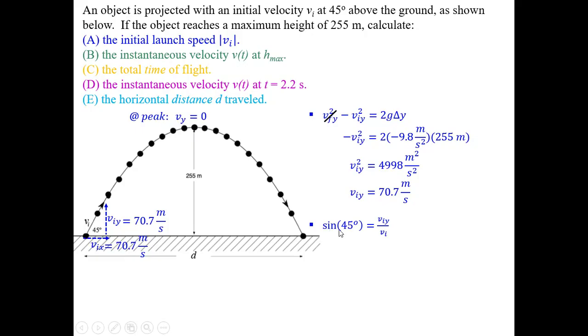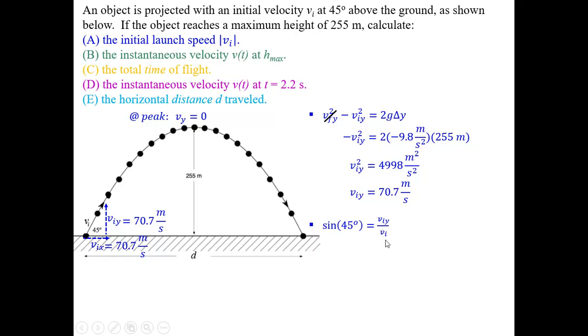So here, I'm just going to use sine of 45 degrees. Well, sine by definition is opposite over hypotenuse. And if you look at this diagram on the left side here, again, this makes a right triangle. 45 touches the horizontal axis, so VIY is my opposite, and then VI is the hypotenuse, okay? So sine of 45 is equal to opposite, which is VIY, over hypotenuse.